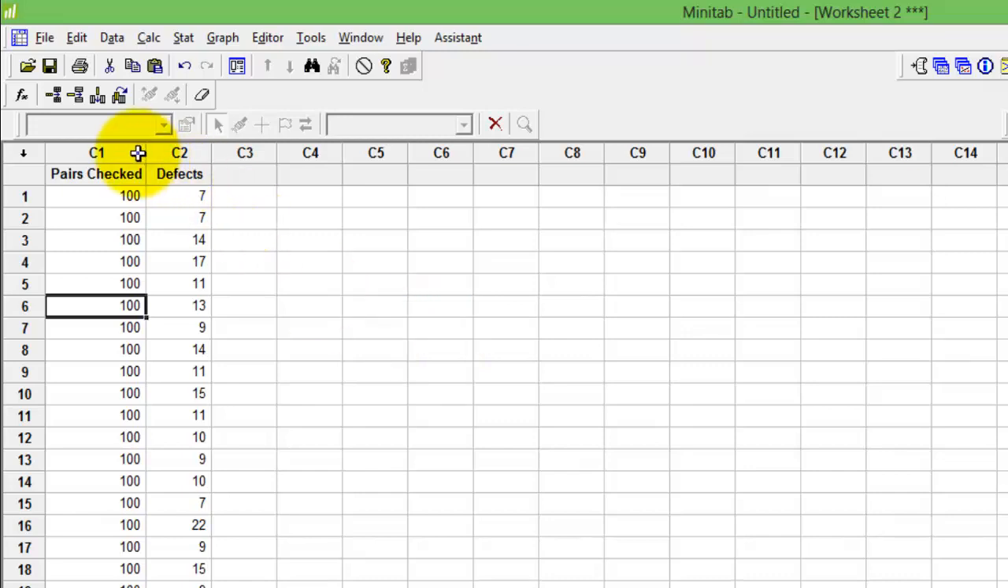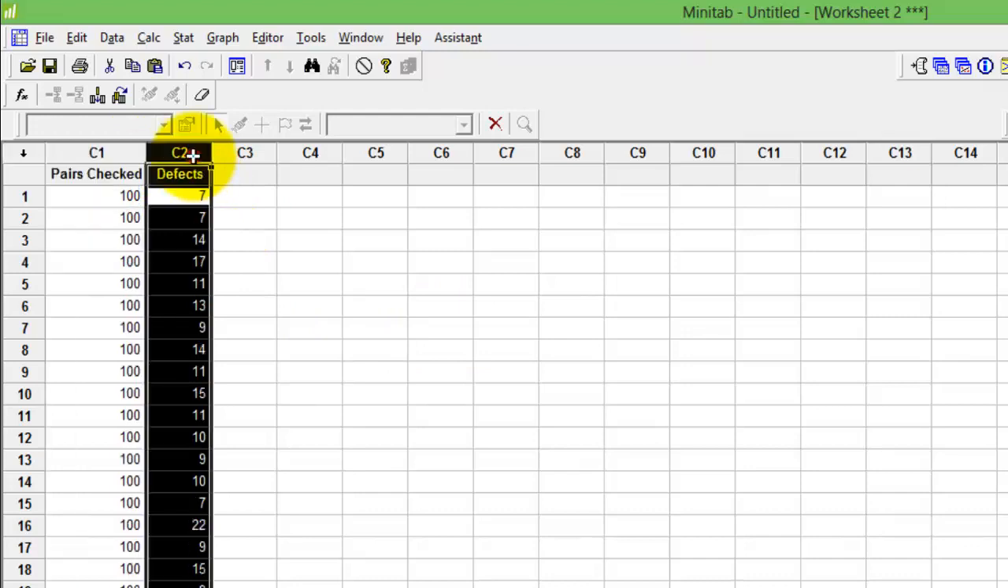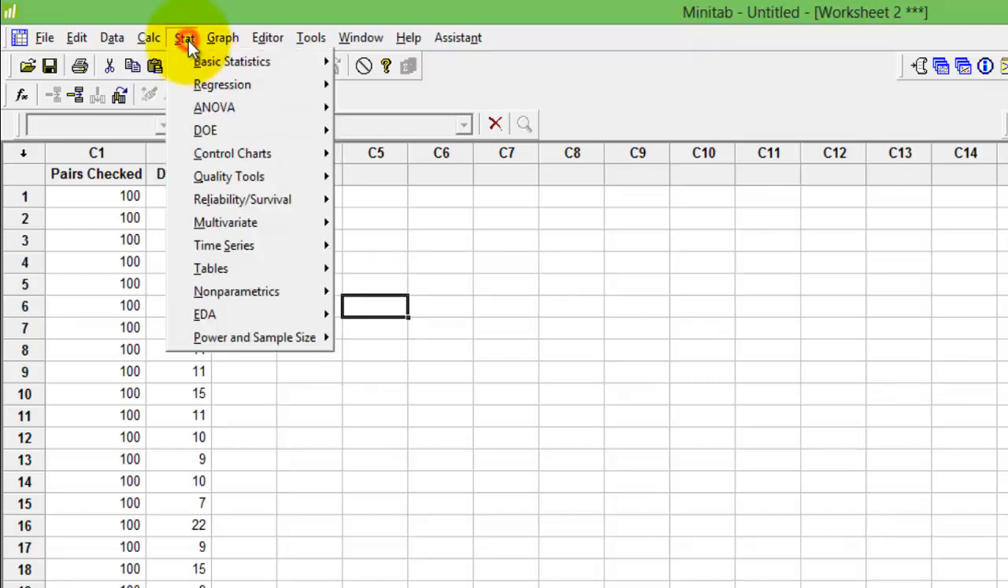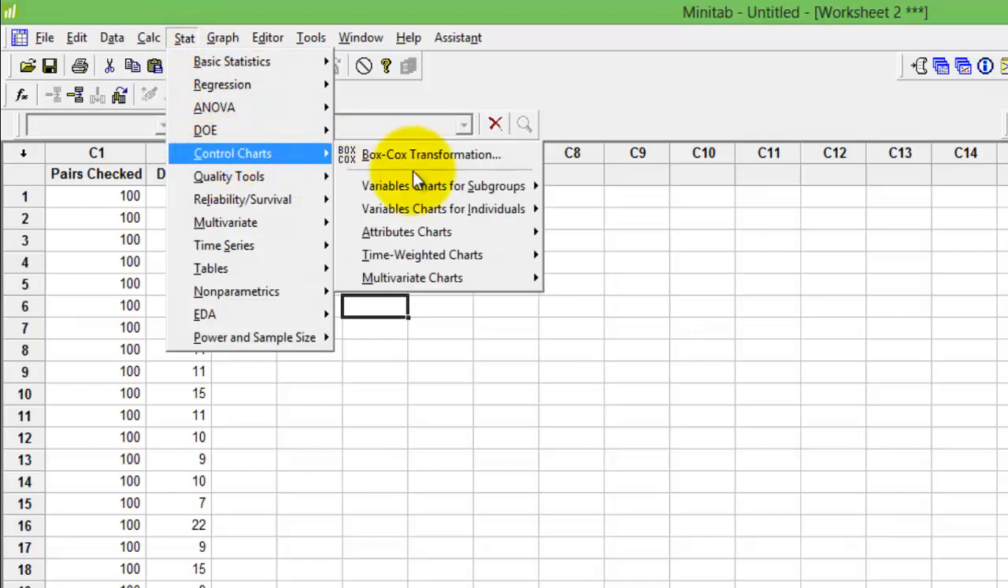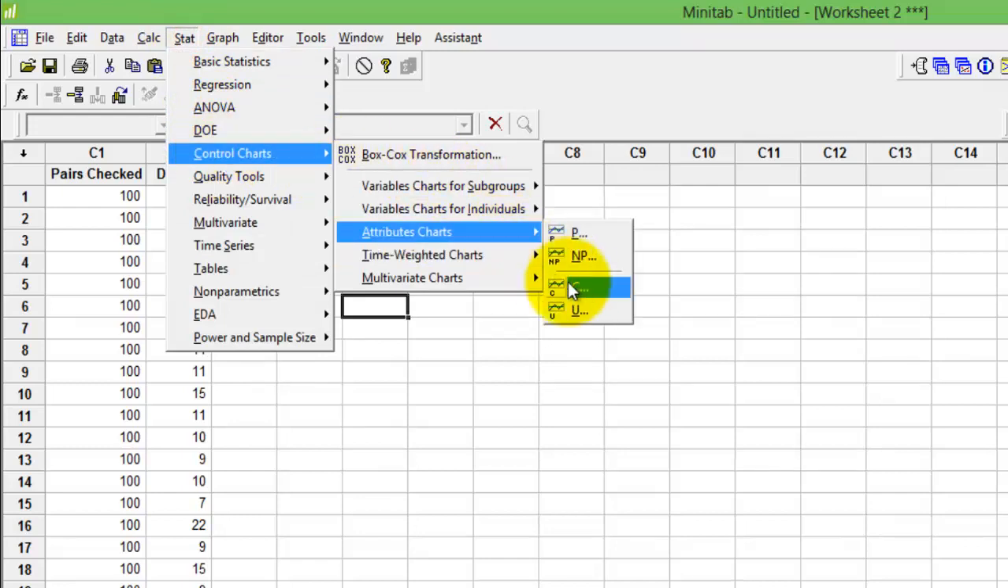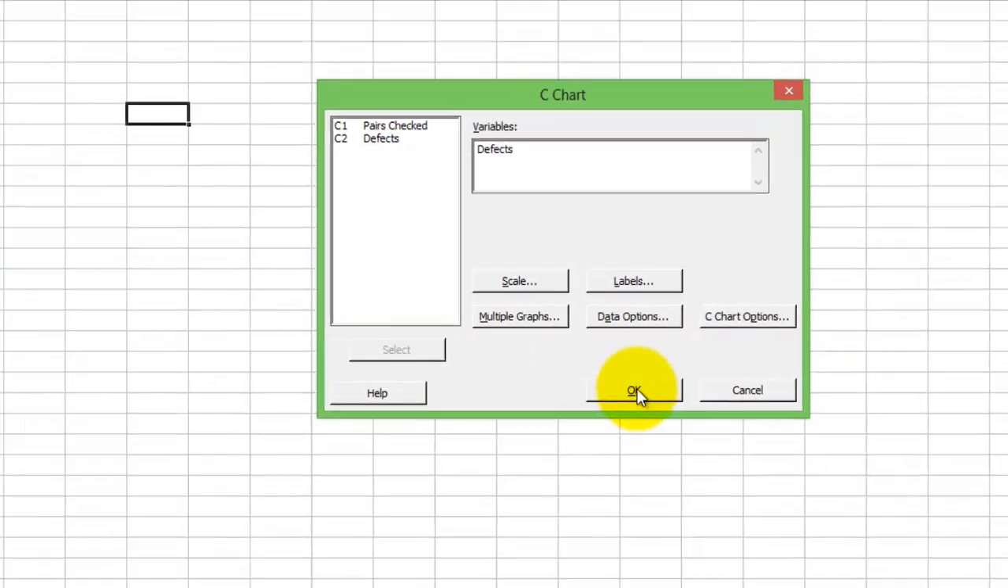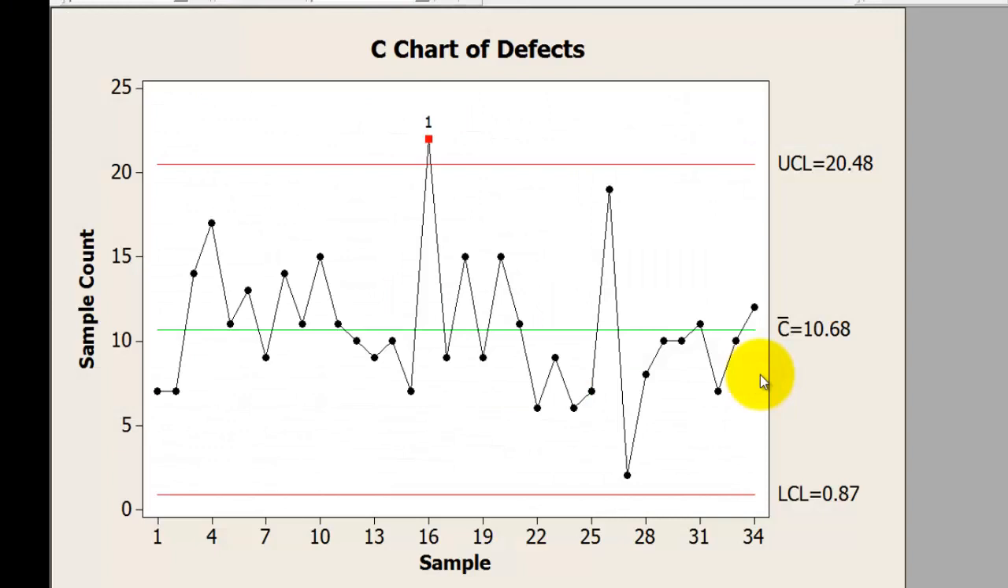When your subgroup is constant and you have data on defects, the control chart that you need to build is your C chart. Control chart option will be in the stats menu. Go to stats, go to control chart, for attribute data, C chart. Double click on defects. Press OK. Finished. It gives you a control chart of the defects.